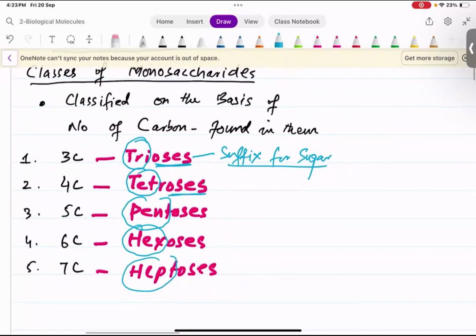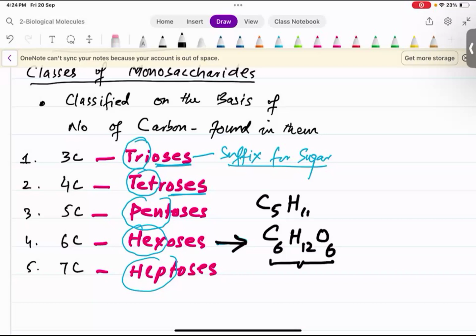For example, hexoses: hexoses mean they have 6 carbon in them. Are you people there? Yes, sir. Great. Hexoses mean they have 6 carbon, so this is C6, H12, and O6. This is the general formula for hexoses. What will be the formula for pentoses? For pentoses it will be C5, H10, and O5. Similarly, for tetroses, it will be C4, H8, and O4.